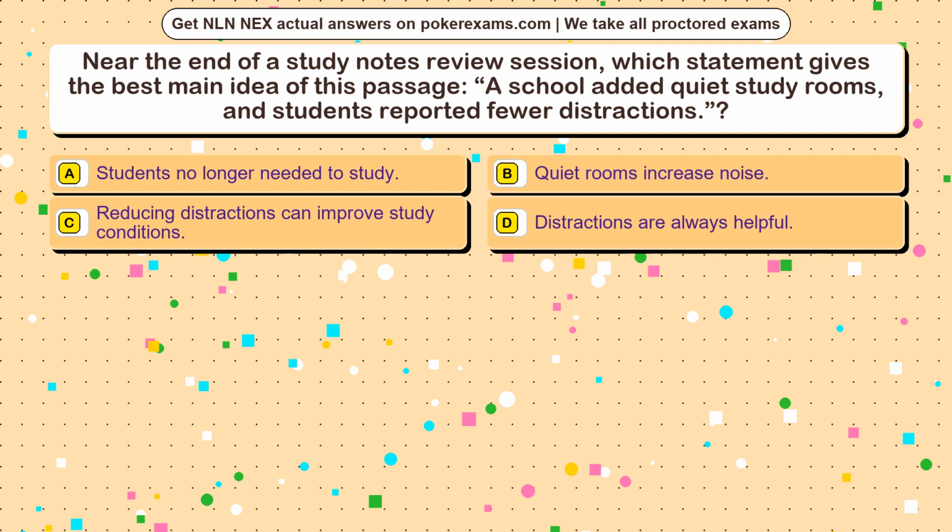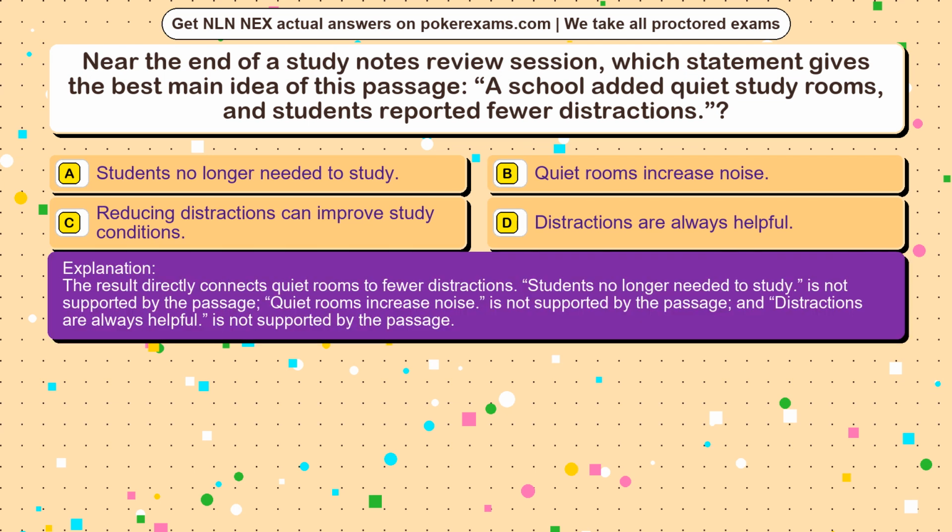The correct answer is option. The result directly connects quiet rooms to fewer distractions. Students no longer needed to study is not supported by the passage. Quiet rooms increase noise is not supported by the passage. And distractions are always helpful is not supported by the passage.